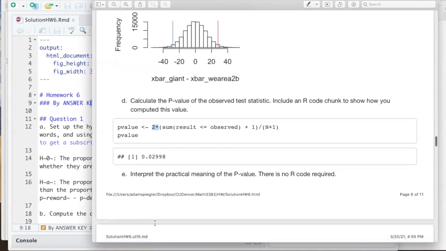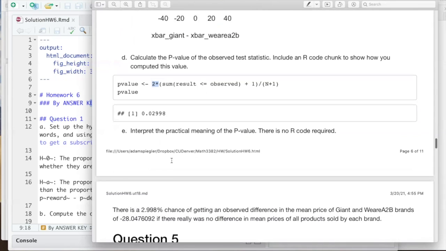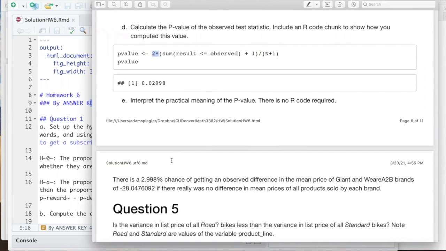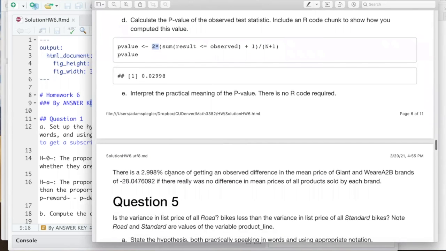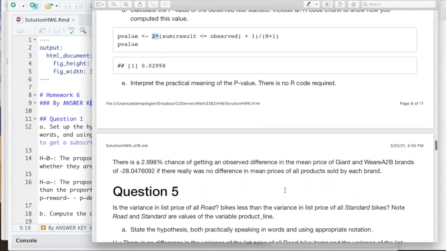And so now this p-value should come out to about 3%, 0.03. They'll vary a little bit. And again, this is telling us the odds of getting an observed difference as or more extreme than our observed difference of $28 if there really was no difference in the mean prices.